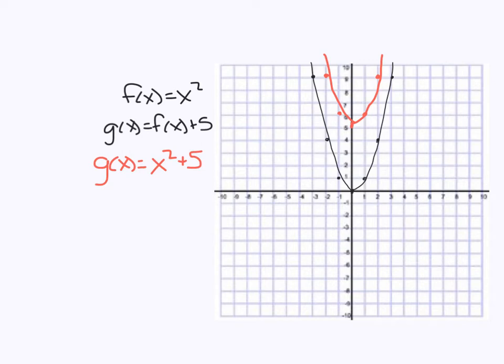So really, this was just substitution, replacing f of x with x squared because that's what f of x was. So you can see it written two different ways, in function notation or just in this regular notation. So that means that x squared plus 5 is the equation for this parabola.